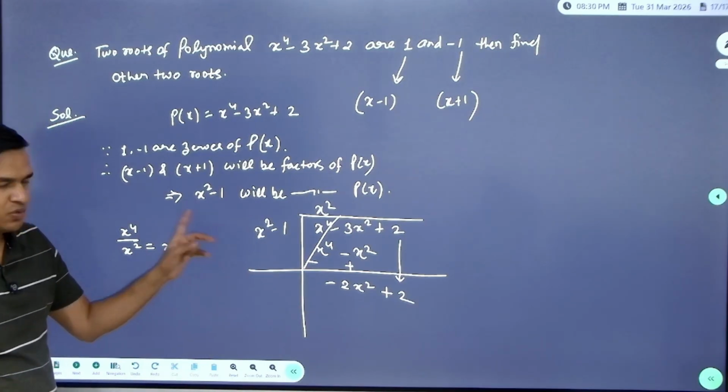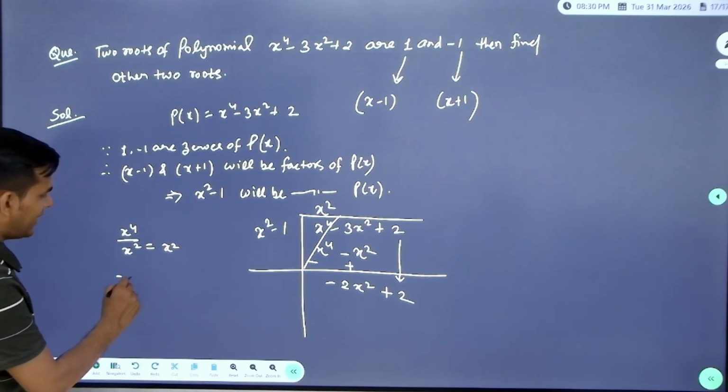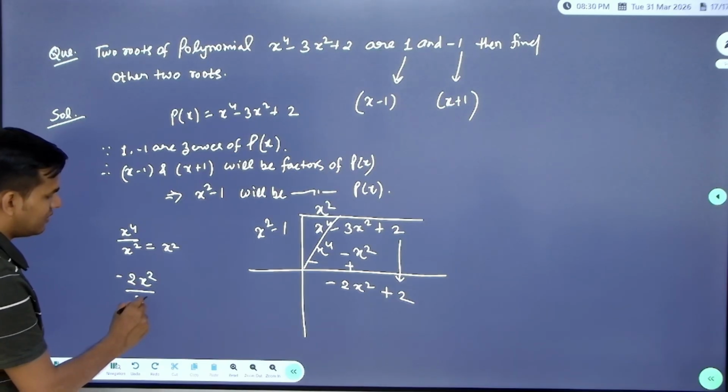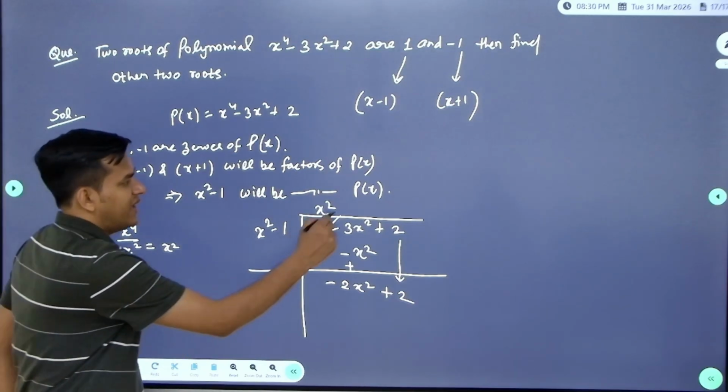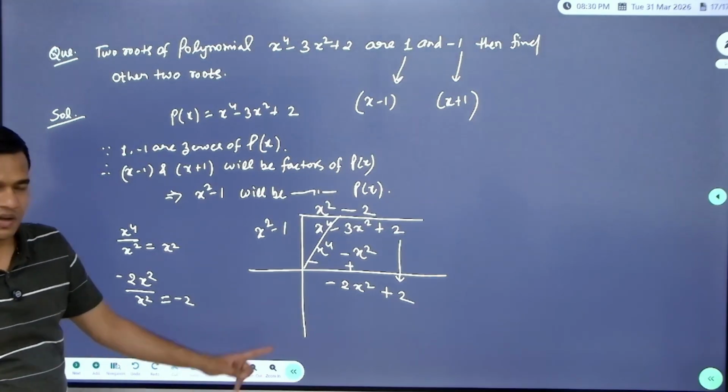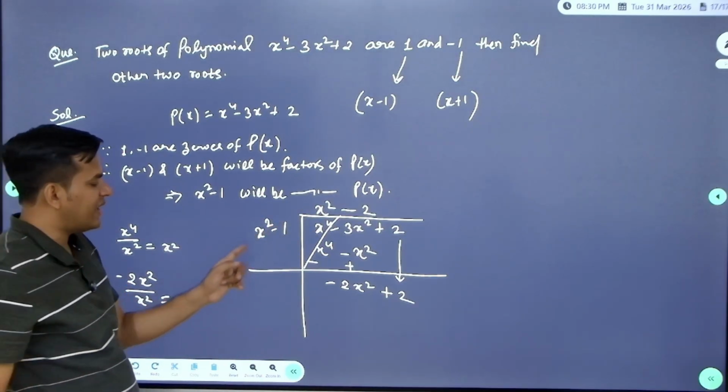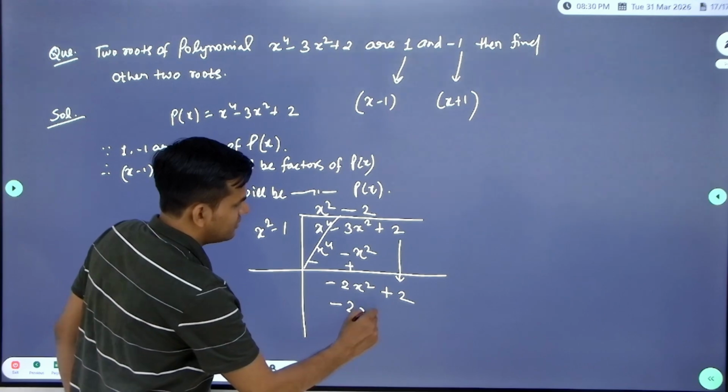So minus 3x square plus x square is minus 2x square. Now divide this minus 2x square with x square. So minus 2x square by x square is minus 2. So write minus 2 here. Now multiply minus 2 with x square minus 1. So minus 2x square plus 2.